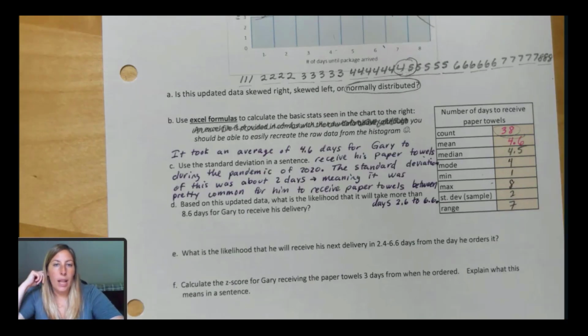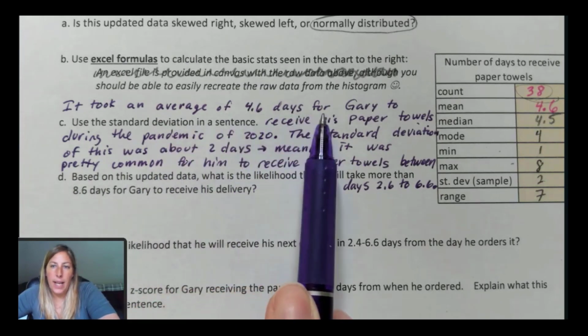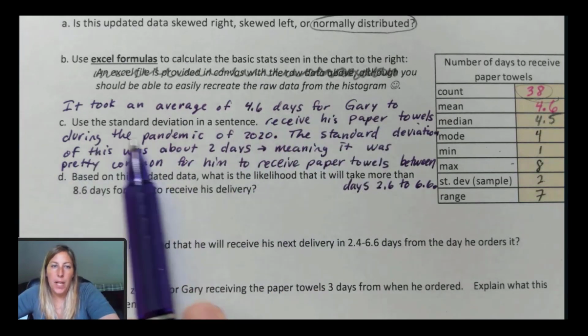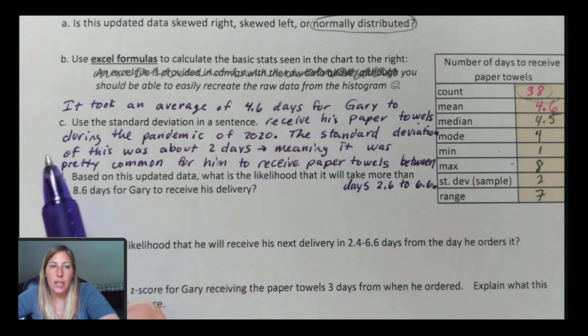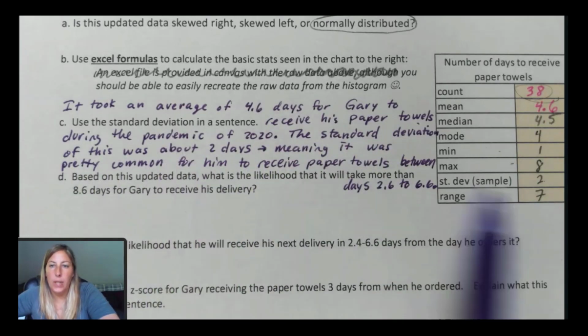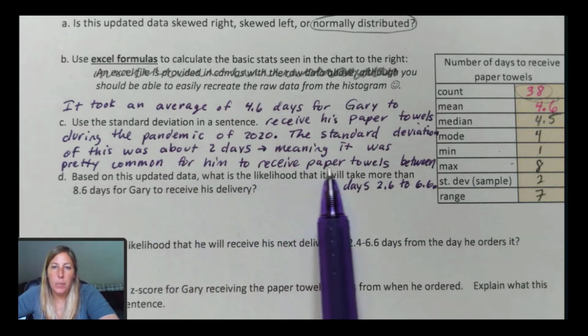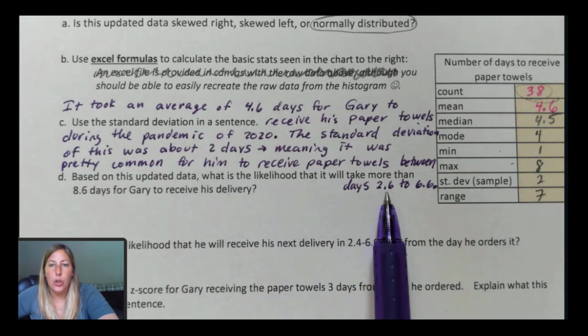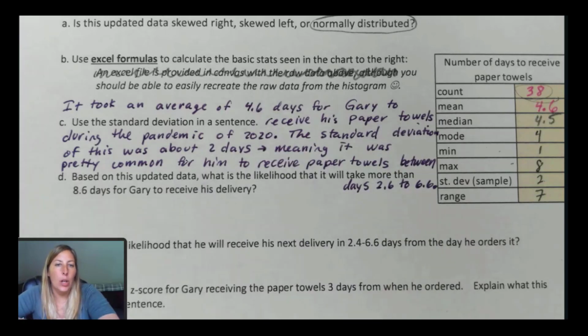All right, so I have a lot written here. Let's take a closer look. It took an average of 4.6 days for Gary to receive his paper towels during the pandemic of 2020. The standard deviation of this was about 2 days, meaning it was pretty common for him to receive paper towels between days 2.6 to 6.6. Okay, so that's one way that you could write a sentence about the standard deviation and how it applies to his situation.